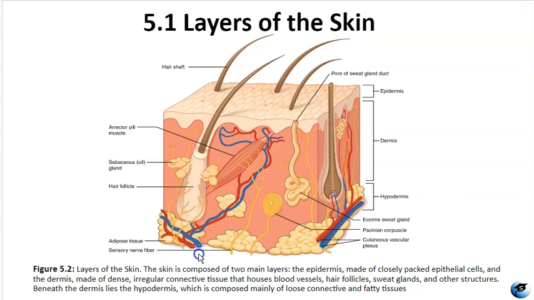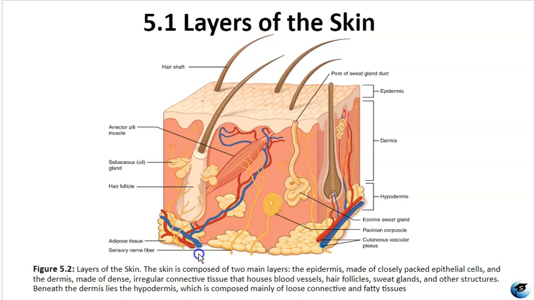There are receptors in the skin that allow us to detect touch, pressure, pain, and temperature. Skin is the largest organ of the body. It encompasses about 16% of the body mass. Figure 5.2 shows the two main layers of the integumentary system: the epidermis, made of closely packed epithelial cells, and the dermis, made of dense, irregular connective tissue that houses blood vessels, hair follicles, sweat glands, and other structures.